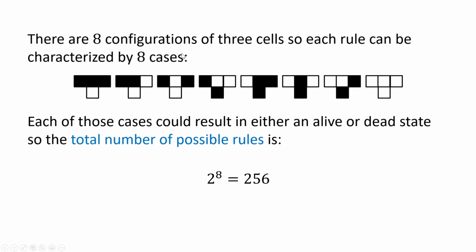So as noted, there are 8 configuration cases. There are 8 possible last cases or initial cases. And then for each of them, we need to state what the next state is. So there are 8 cases that we need to state. Now the next state is just going to be alive or dead, since there are only 2 possible states that it can result in. That means that with 8 cases, there are going to be 2 to the power of 8 possible rules. And so that's 256 possible rules.